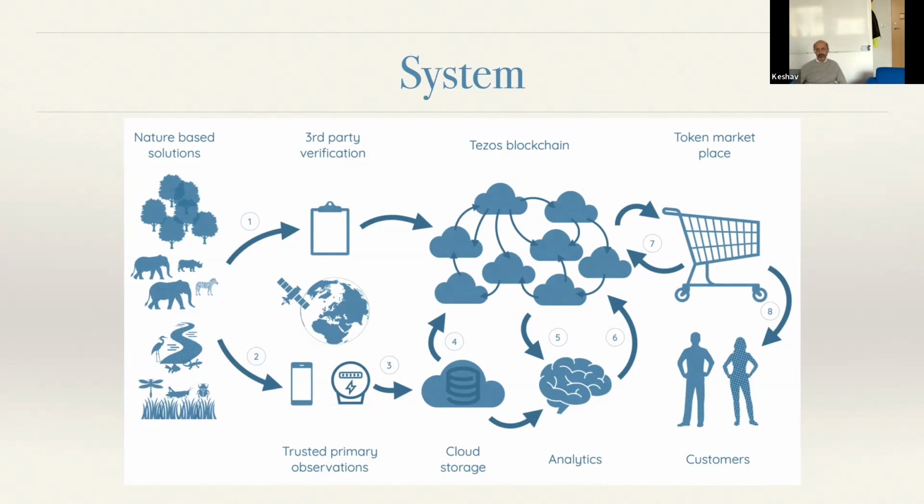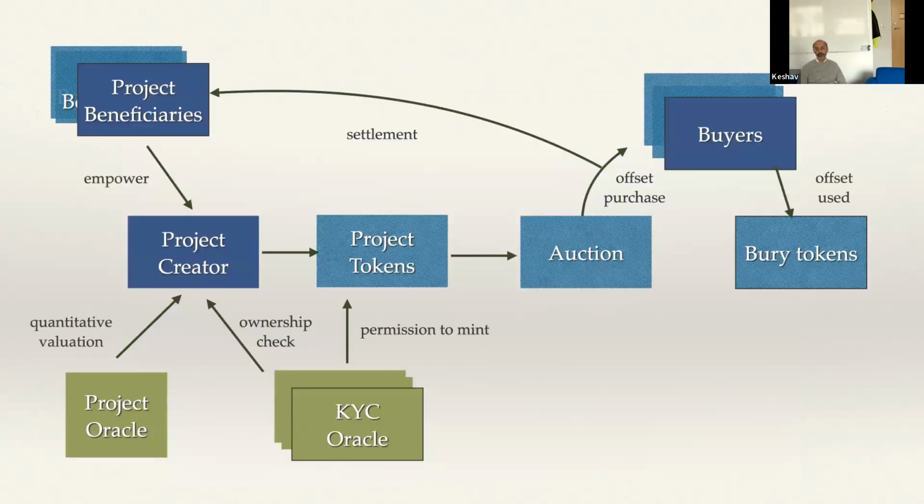But let's just talk a little bit about the same system in a slightly different view, the flow diagram through this. On the top left, you see the project beneficiaries. These are the native indigenous tribes in the Amazon who are protecting some forests and preventing deforestation, for example. So these people empower a project creator. The project creator could be themselves, or it could be somebody who is sufficiently savvy about creating carbon credits to create the project.